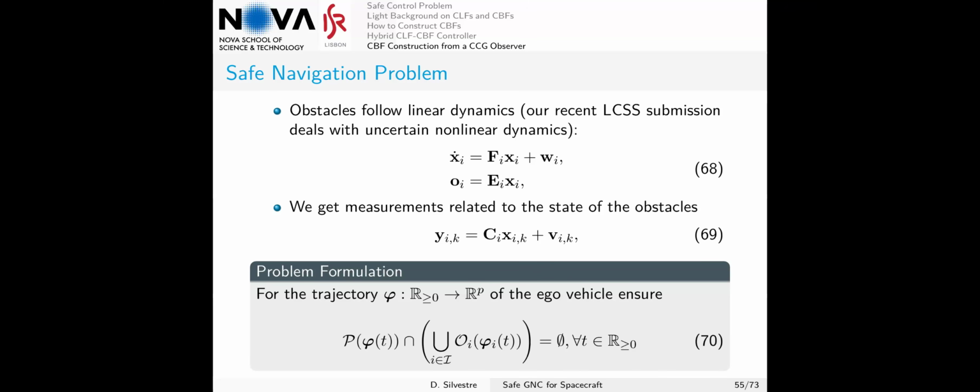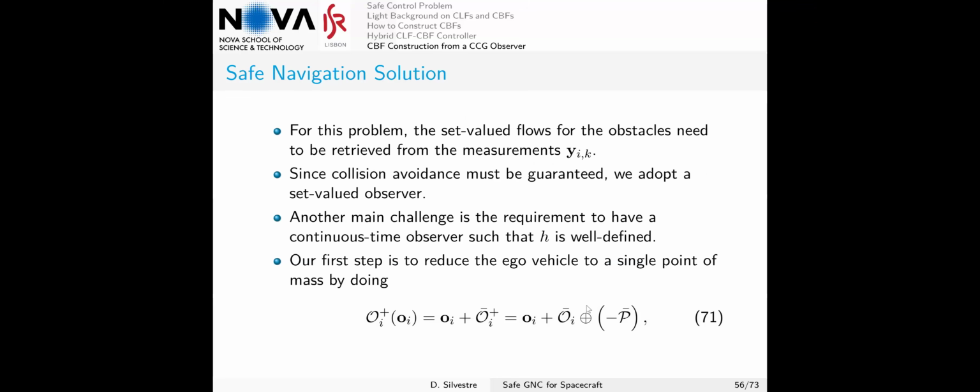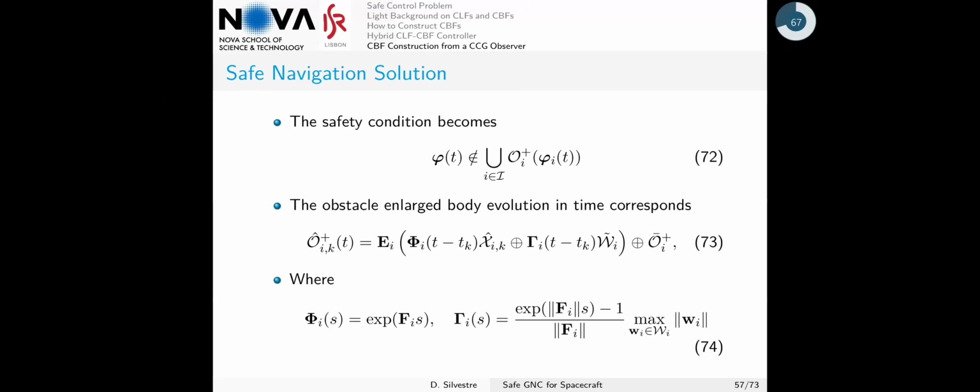That's kind of obvious. And so, as I was saying, in order to avoid the collision, we can also deal just with point masses, because I can add the shape of the ego vehicle to the shape of the obstacle. And so the only thing that I'm missing now is to construct an observer that tells me a set to contain the obstacle, then convert that set to a CBF and just plug that in the hybrid controller that we were having before. And so the way that goes, it just means that the trajectory for the center of mass of the ego vehicle should not intersect with the union of the obstacles.